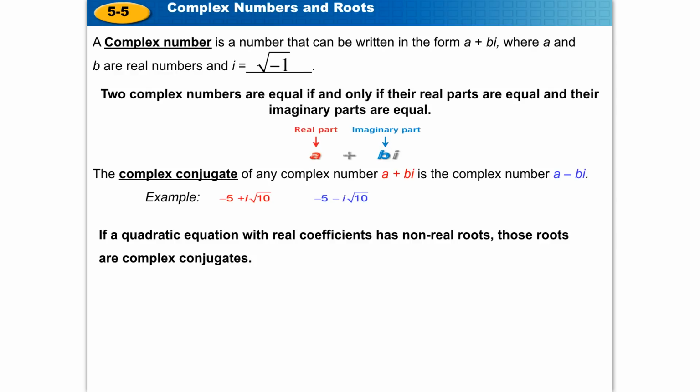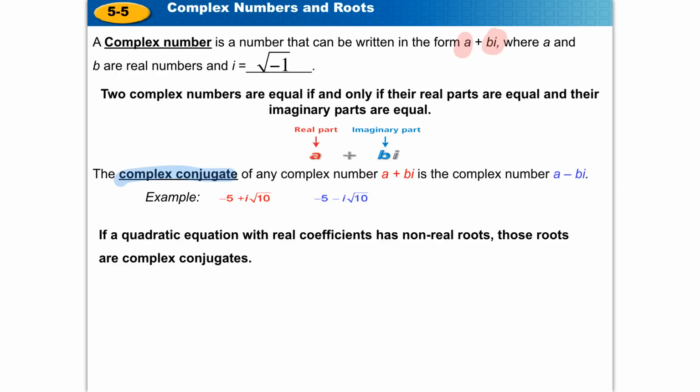Alright, so we're going to switch gears a little bit and talk about complex numbers. A complex number is going to be a combination of a real number. So A indicates a real number, and then the B times I, that's the imaginary part. Even though B is going to be a real number, the I is the square root of a negative 1. So what we need to know here is what a complex conjugate is.